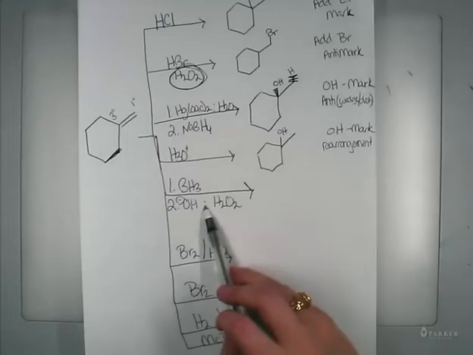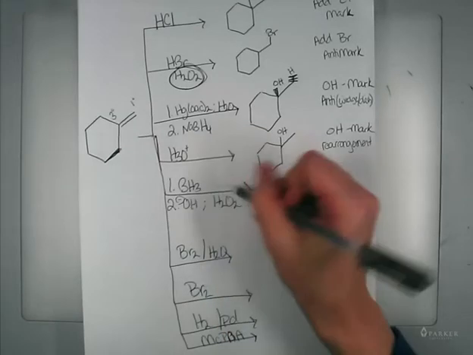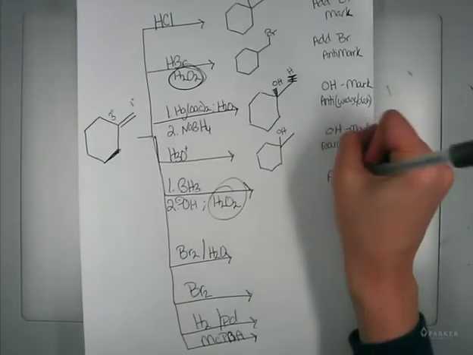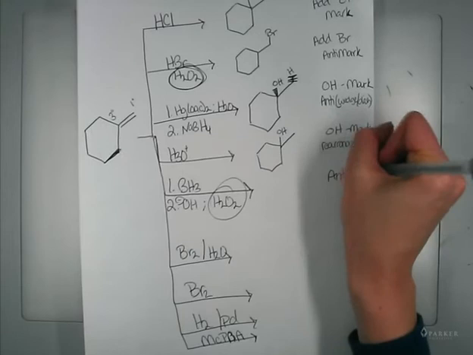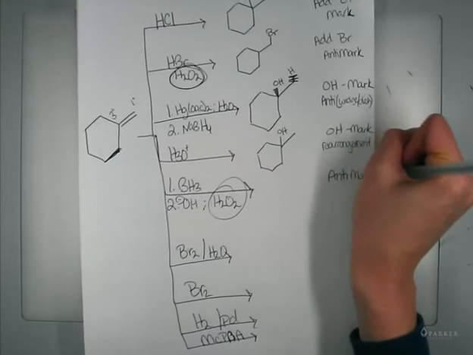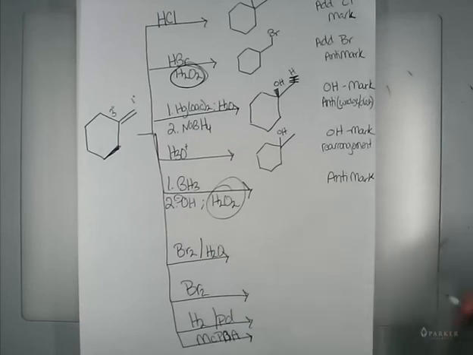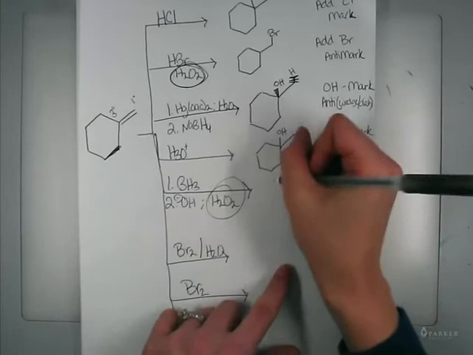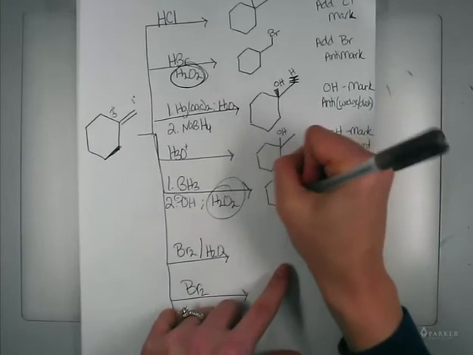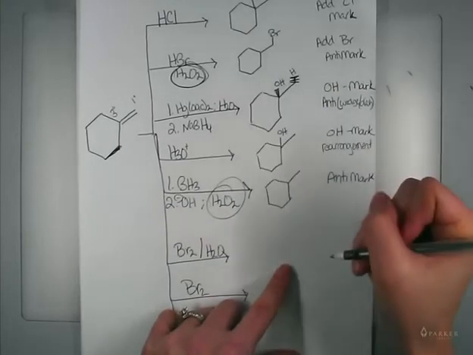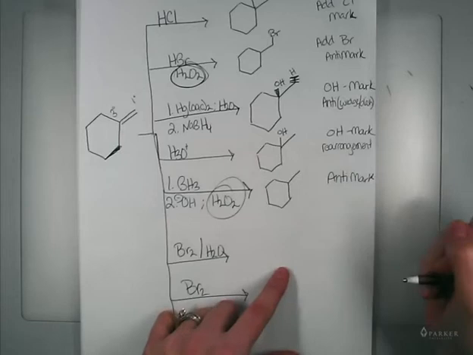What does this do? First of all, is this Markovnikov or anti-Markovnikov? Anti-Markovnikov, BH3. And then, what will that add across the double bond? OH. And in what position? We'll say tertiary or primary? Primary.